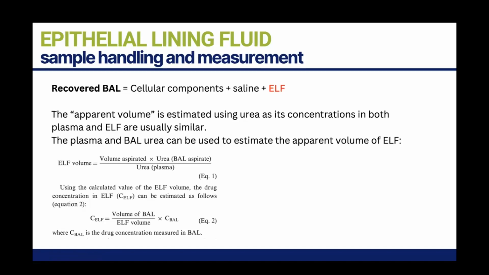So in order for you to actually know the apparent volume of the ELF, you need to measure the concentration of urea in both BAL and plasma, and use these two formulas here in order to get to the apparent volume and measure the concentration of the antibiotic in the ELF, because of the dilutional effect of the saline. So after measuring that, you will have the concentration in the blood as well as in the ELF.